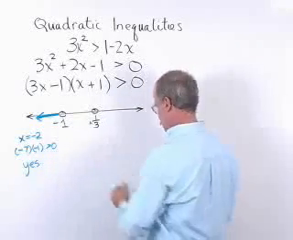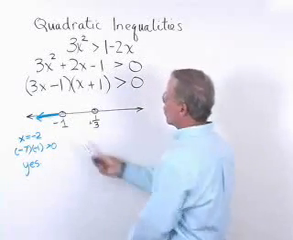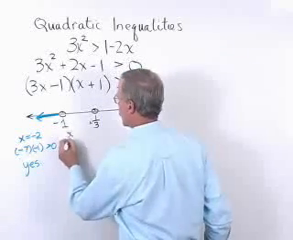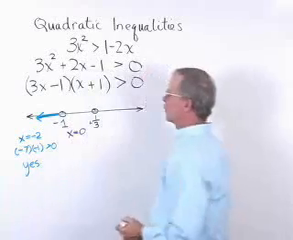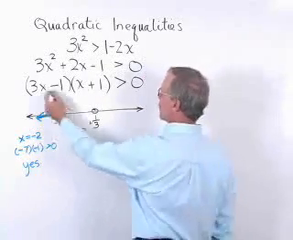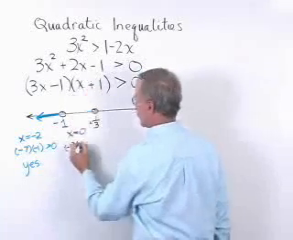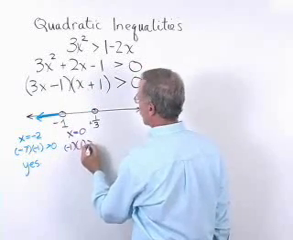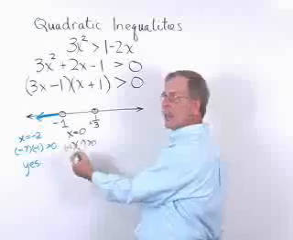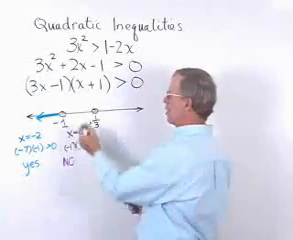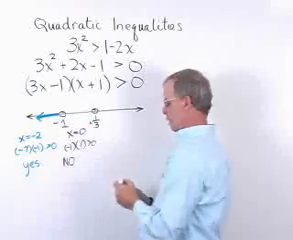Let's test a number in the middle. We'll have between negative 1 and 1/3, we could test 0. That's always the easiest one to check. So then that would give us negative 1 times positive 1. Is that larger than 0? Well, no, that's negative. So this is not part of our solution. There are no solutions in that interval.